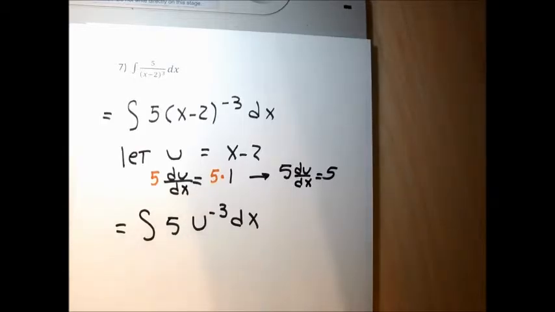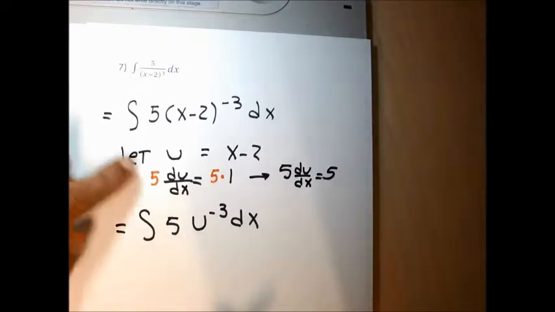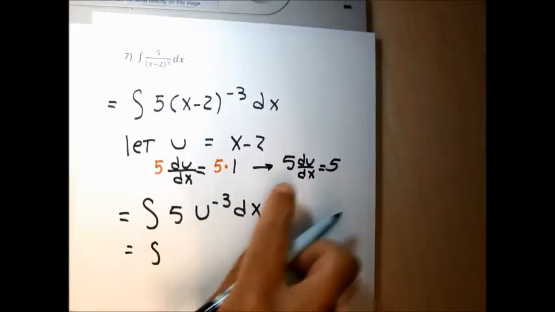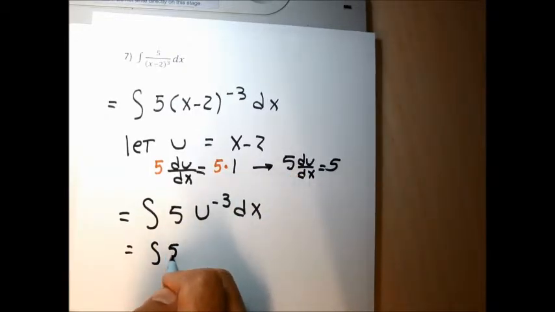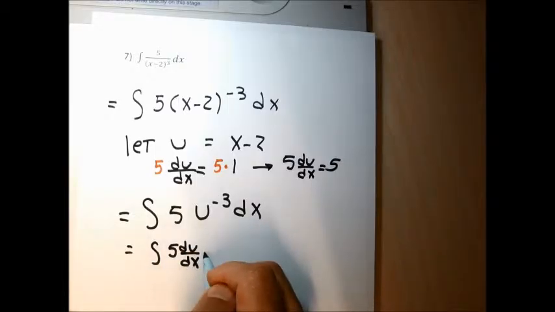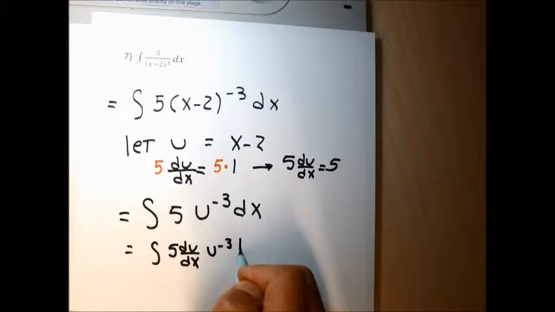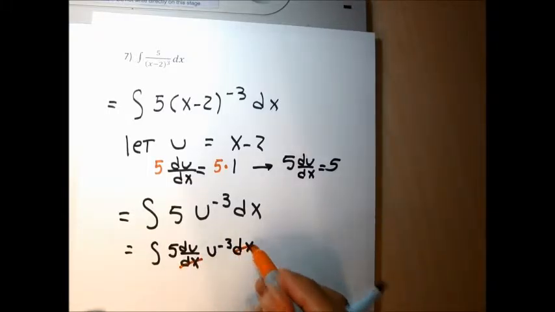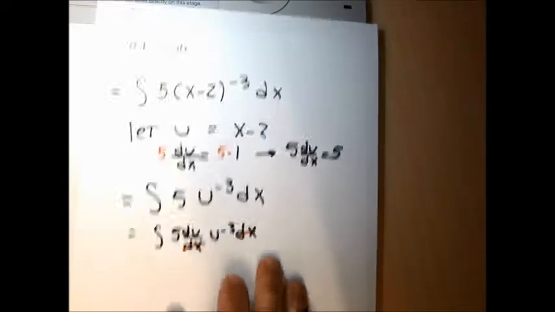So the next few problems, we're going to have to multiply after we find the du dx to get the proper switching. So for this 5, I'm going to replace it with 5 du dx. I'm going to leave on the u to the negative 3 dx. I'm going to cancel the dx's, and I'm going to move the u over.